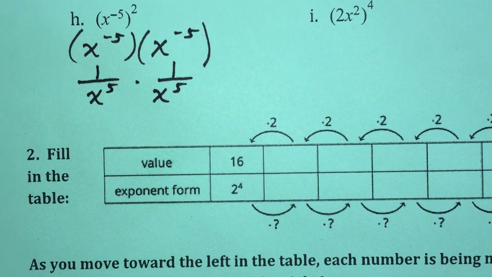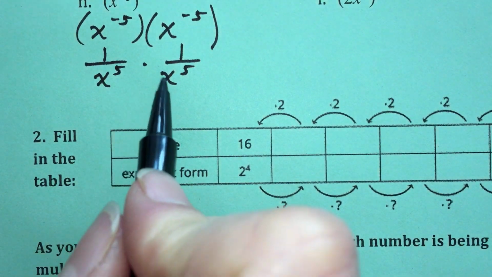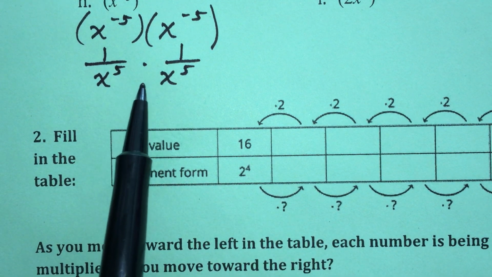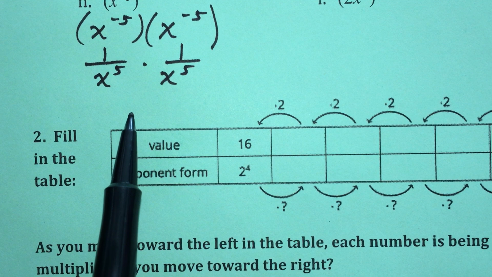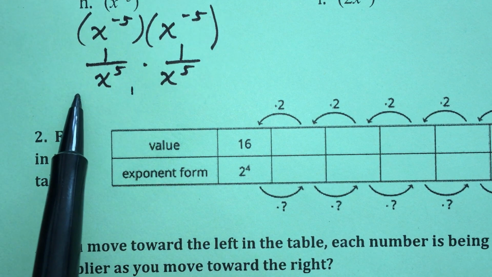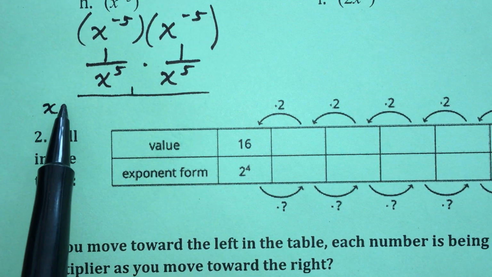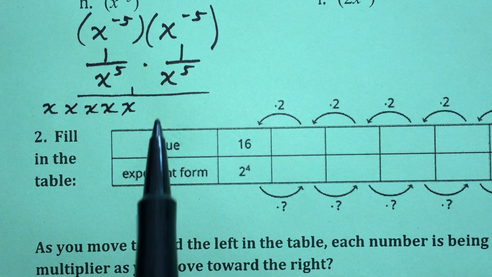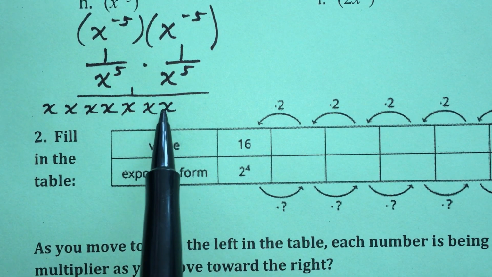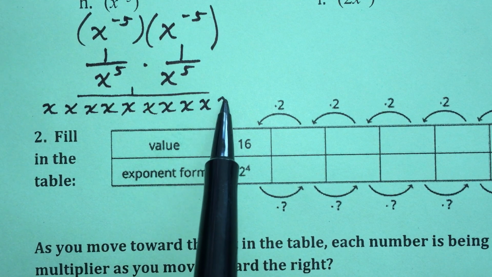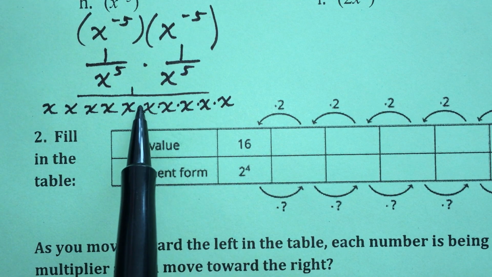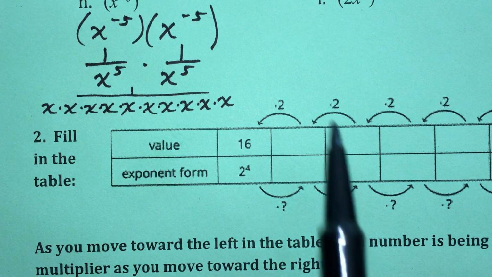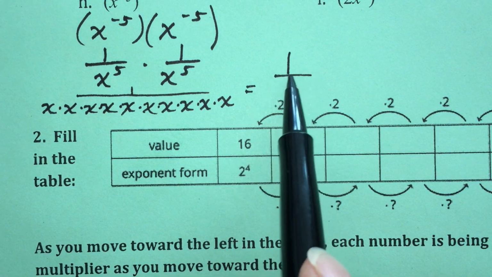This is a lot of writing, but I'll go ahead and show you what this really is. Multiply across. On top, you have just 1. On the bottom, you have all these x's. How many x's are there? Here's x to the 5th: 1, 2, 3, 4, 5. Here's another x to the 5th: 1, 2, 3, 4, 5. Those are all being multiplied. How many are there? There's 10. So it's just 1 over x to the 10th.